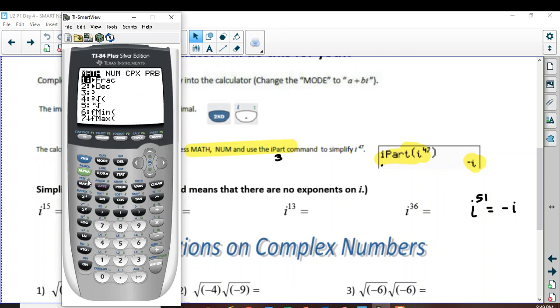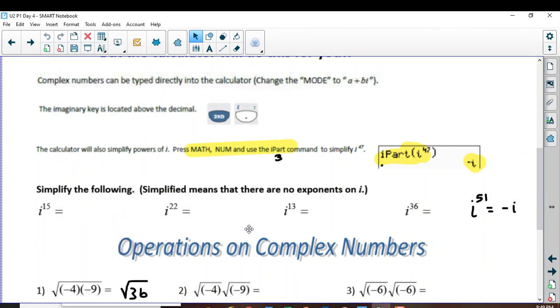All right, I'm going to do math, arrow over to num, and then 3. And then I'll put in i, the up arrow, and then to the 15th. And so that's negative i. All right, and so I'll just put in a negative i here. All right, and you do that for i to the 22nd.